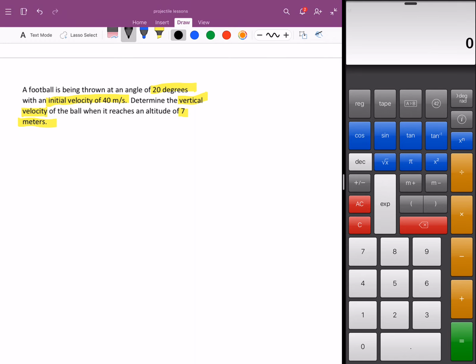Now let's identify all of our information. Initial velocity, 40 m/s. Degrees, 20. You're solving for Vy final, when y is 7 meters.